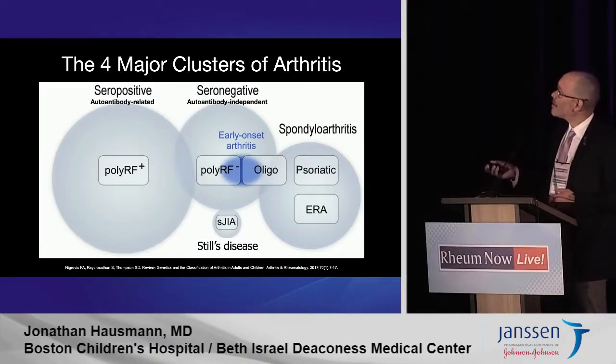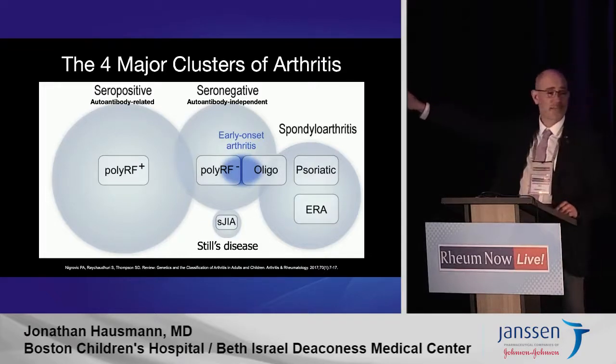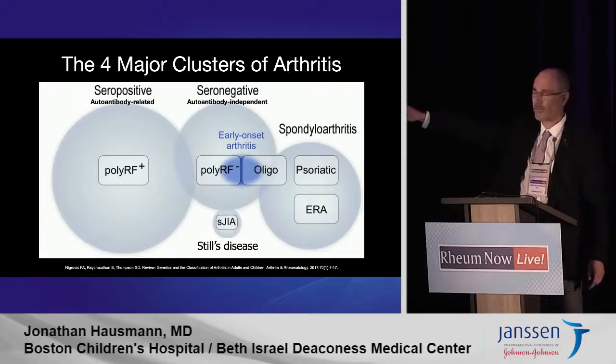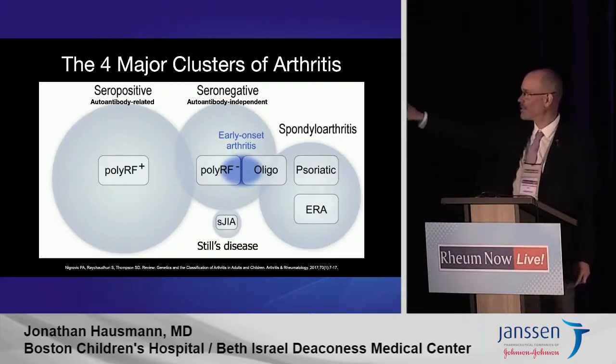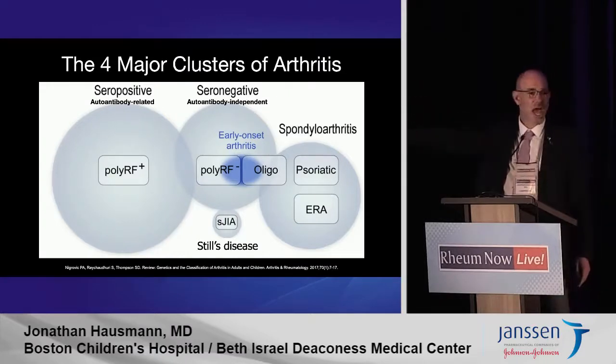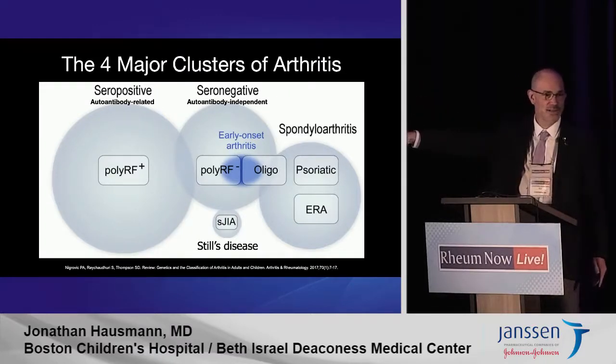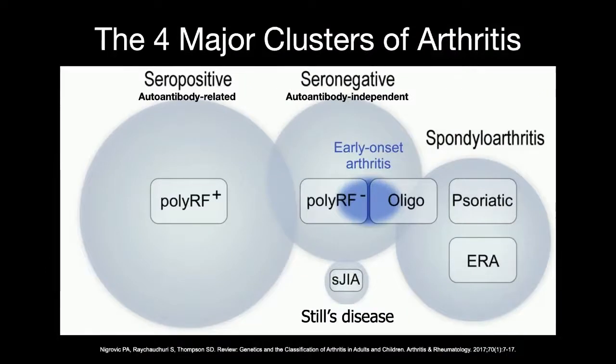Then you have the spondyloarthritis. Pam Weiss spoke about enthesitis-related arthritis and psoriatic arthritis. These are your spondies presenting as children. Systemic JIA is the pediatric version of adult onset Still's disease. So that's pretty simple. And then in the middle, the seronegatives, there's actually a unique type of arthritis.